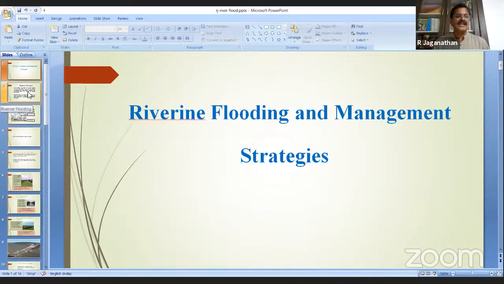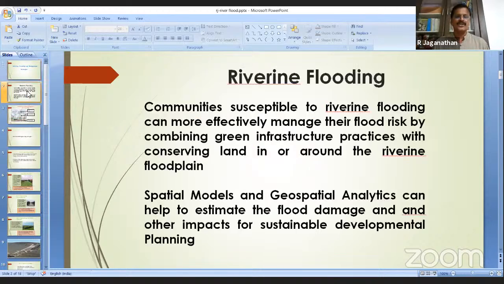Riverine flooding and management strategy. This is very basic. We talk so much about the riverine ecosystem and human interferences, lots of things: socioeconomic, physical, all the parameters. Then when you talk about riverine ecosystems and changing river courses, riverine flooding is very important. We have to think about it. Communities susceptible to riverine flooding can more effectively manage their flood risk by combining green infrastructure practices with conserving land in or around the river floodplain. So floodplain management is very important.